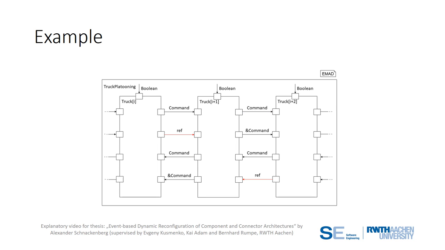This triggers an event in the pre- and succeeding trucks, and they are sending their port references back in order to connect each other. The truck which wants to leave the platoon receives the references and passes them on.